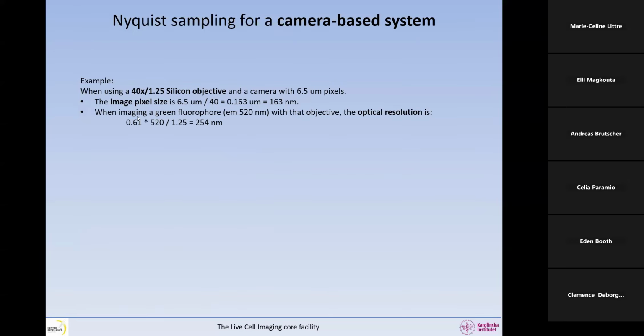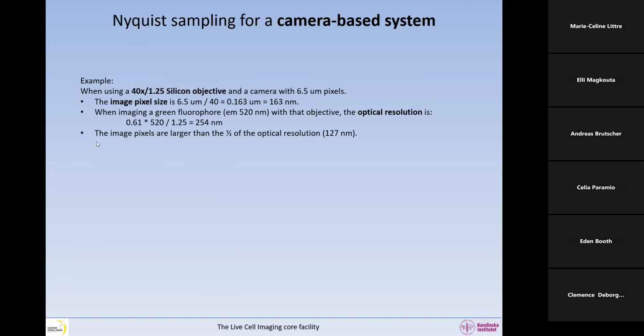But when we image a green fluorophore, so at 520 nanometers emission, with that objective, the optical resolution is 0.61 emission lambda divided by NA. We know this very well. And that is 254 nanometers. So we have a digital resolution at this magnification, and with this camera, we have a digital resolution of 163 nanometers. But our optical resolution is 254 nanometers.